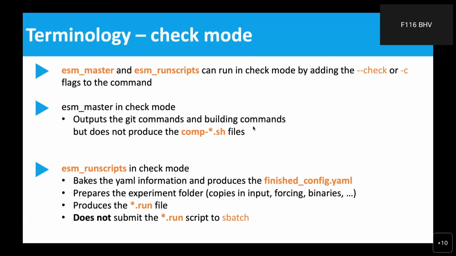So check mode is something nice if you don't want to invest resources. For example, we don't use it so much in ESM master, but for ESM run scripts it's very good because it basically sets up all the experiment folder, but it doesn't submit. So it just stops right before submission, so that you can go manually into the experiment folder, check that everything is right, and you don't waste your computing resources.